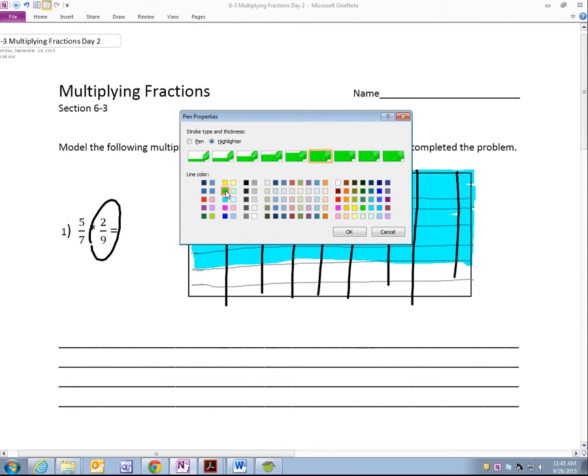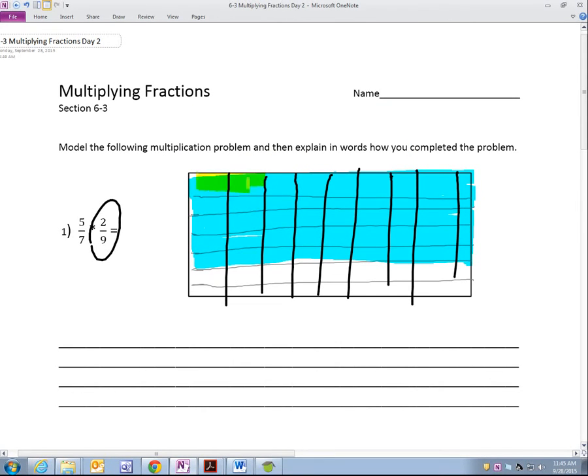Oops, I'm going to go yellow. 2 of those 9ths, I'm shading. Then I know that I have 2, 4, 6, 8, 10 of those that are double shaded. And the double shaded goes in the numerator, and the total amount is the denominator, so 10 of those 63 boxes are shaded in.